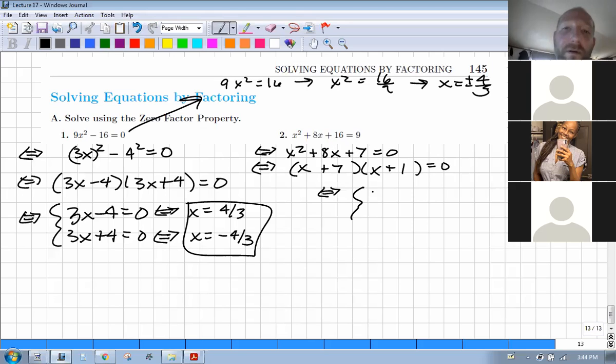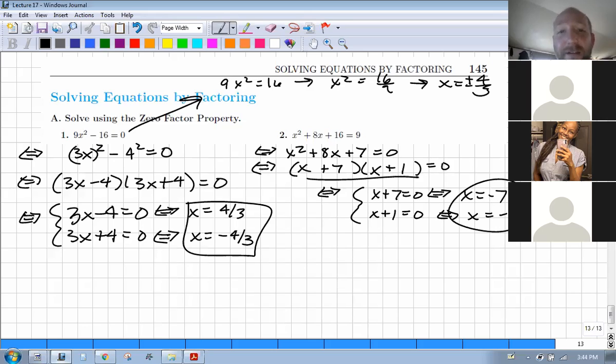So either x plus 7 is 0 or x plus 1 is 0. This one says x is -7. This one says x is -1. Of course, you could have just written these down by looking at this. If I put a -7 there, I get 0. And I get 0 times a -6, which is 0. Right?